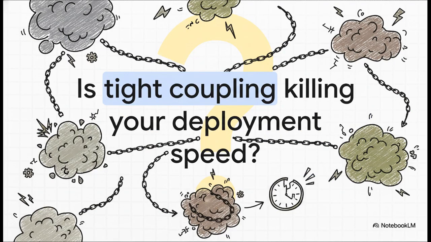So let me ask you, is tight coupling just absolutely killing your deployment speed? I mean, we've all been in the trenches, right? Watching a pristine code base slowly morph into that dreaded big ball of mud. You know the exact feeling, when one minor tweak in the UI somehow brings the entire payment processing system crashing down at 2 a.m.